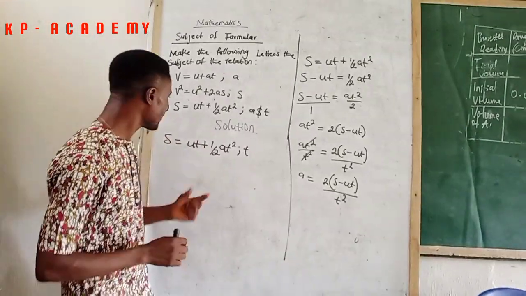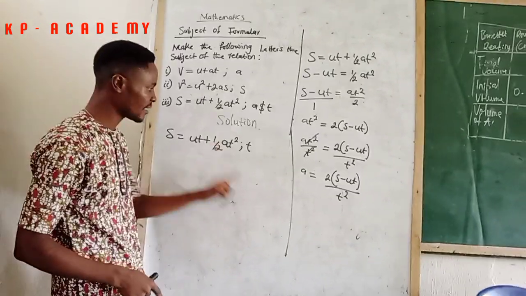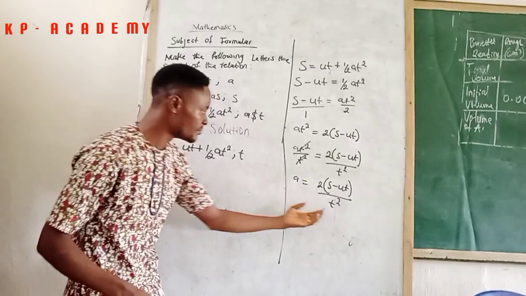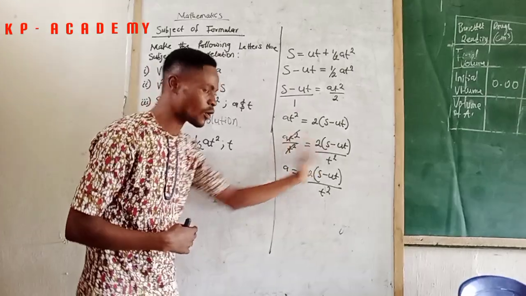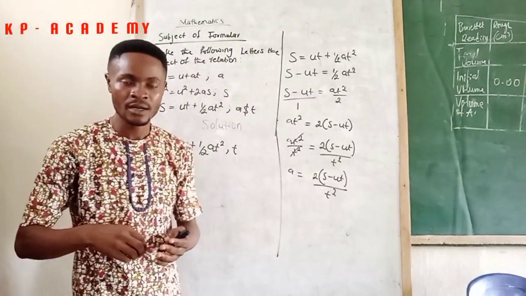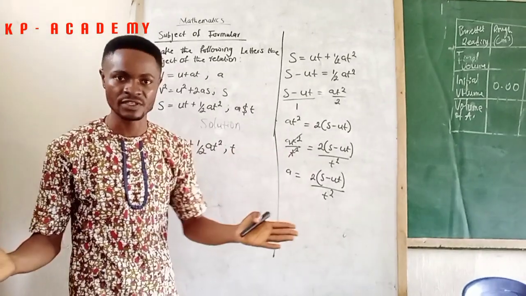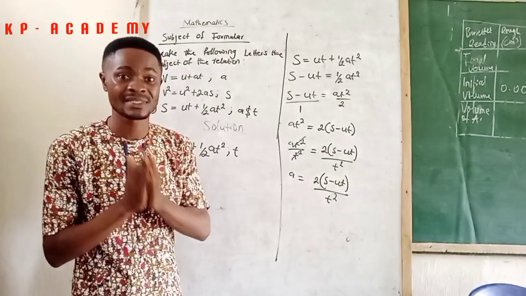For instance, remember this one now. When I made a the subject of the formula here, I have this as the answer. Now it means that a is standing alone on one side, and I will no longer find a on the other side. So any variable you make the subject of the formula must no longer appear on both sides of the equation. It must appear on one side of the equation alone, and it must be standing alone.